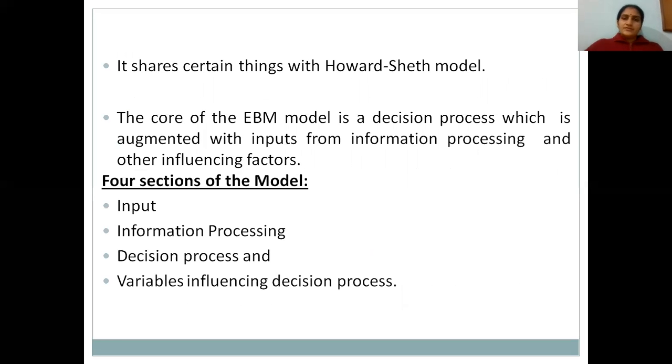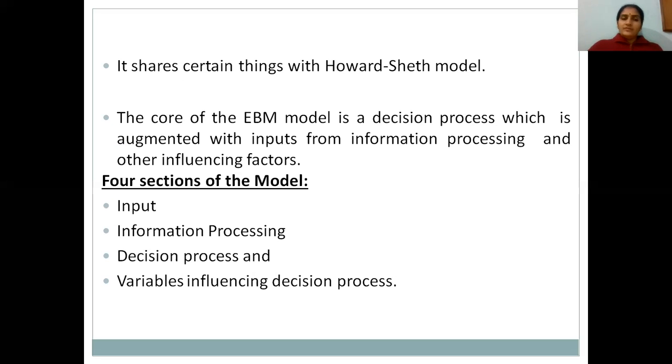It shares certain things with the Howard-Sheth model, as we have already studied the Howard-Sheth model in the previous session. So here again some of the variables and some of the concepts got repeated. So this is also one of the drawbacks. The core of this EBM model is a decision process which is augmented with inputs from information processing and other influencing factors. So here the decision process is modified with inputs from information processing, and these are again considered as influencing factors.